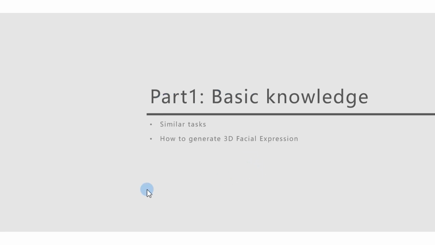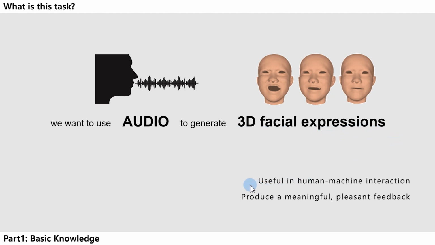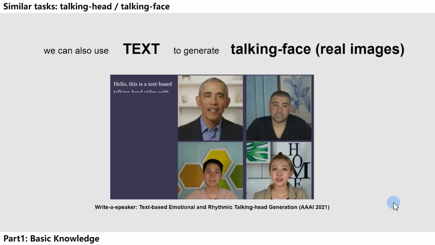So the first part is about basic knowledge. The main idea of this task is to use audio to generate 3D facial expressions. The paper also says this task is useful in human-machine interactions and it can produce meaningful and pleasant feedback. Before I introduce this task, I want to show you some similar tasks. There are some similar tasks, which are talking head and talking face.